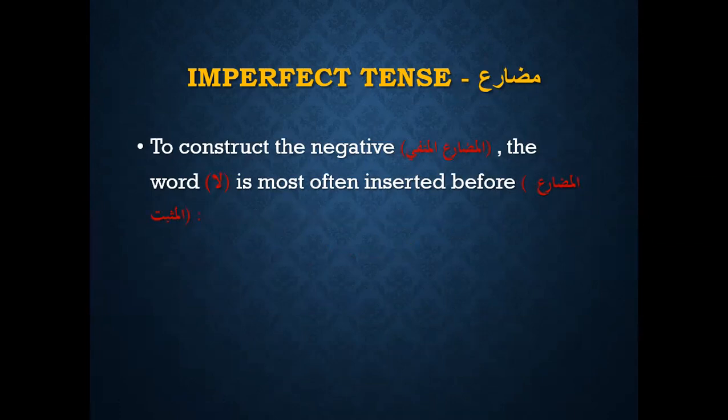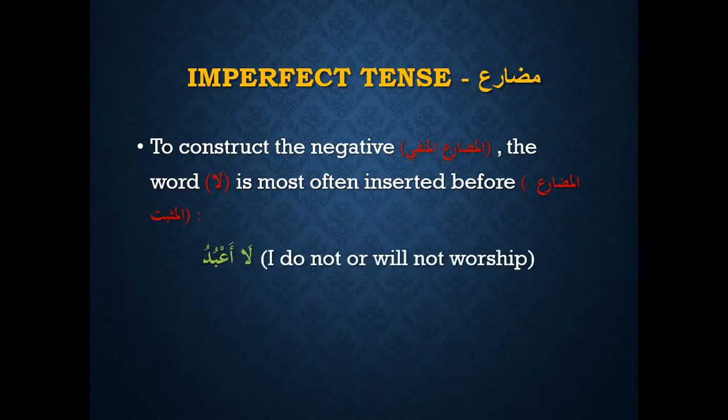How do you want to make it? If you want to make it a negative sentence, then you just add la. So a'budu becomes la a'budu. You remember you said abada, abadu, abadat, abadata, abadana, abadta, abadtuma, abadti, abadtuna, abadtu, abadna.